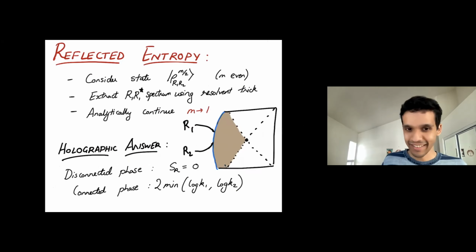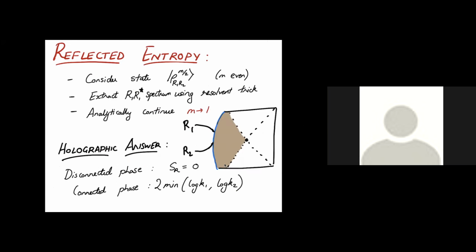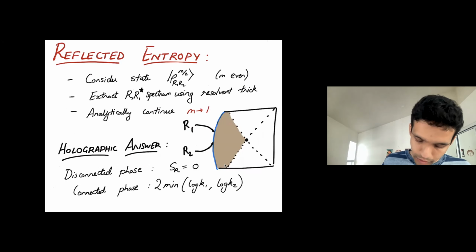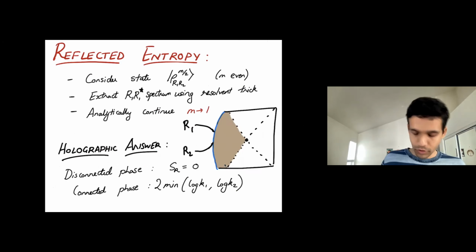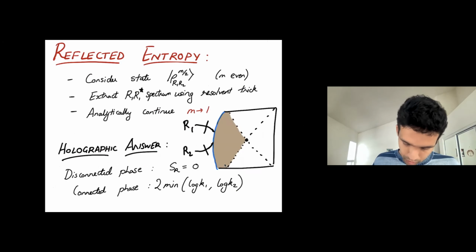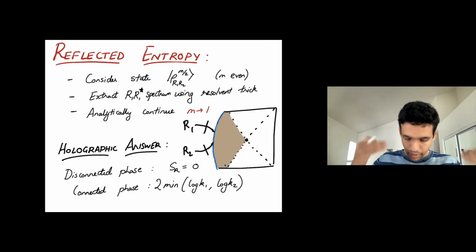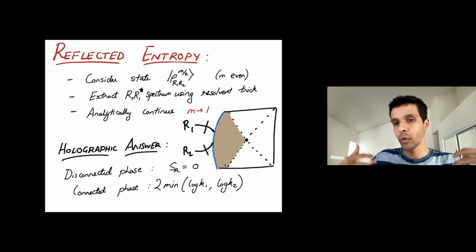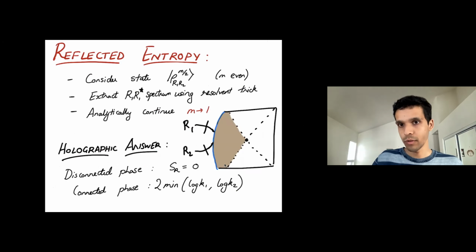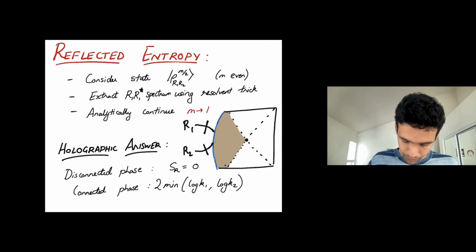So yeah, there are two phases. The disconnected phase is where the RT surface, so to say, for R1, R2 is just this one, where it just cuts the legs of R1 and R2, where R1 and R2 are entangled with the brane. So you just cut it open here.